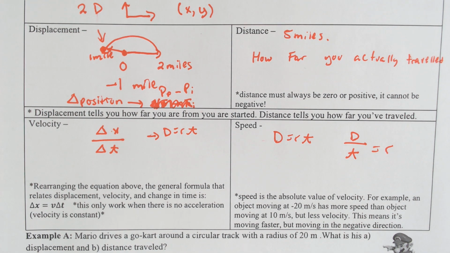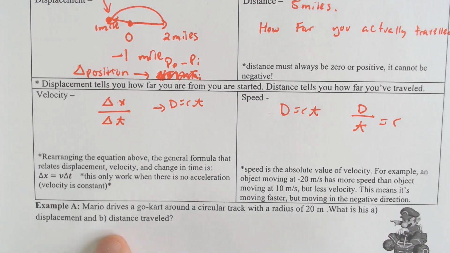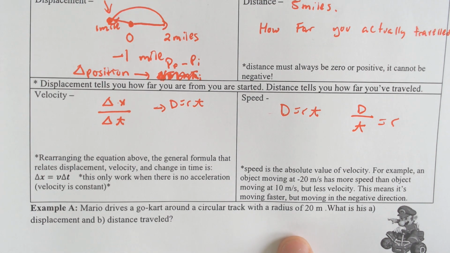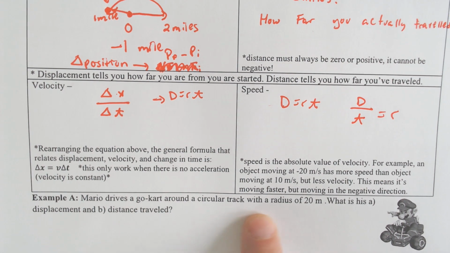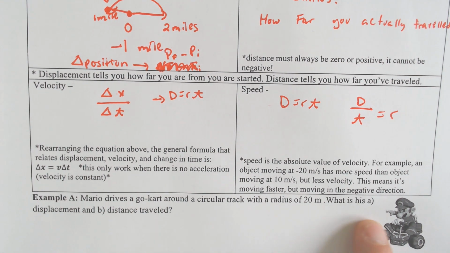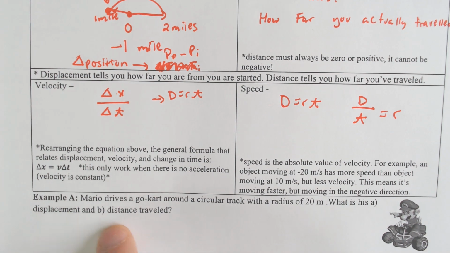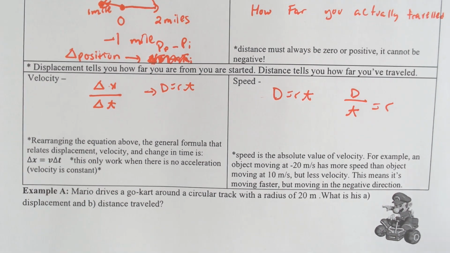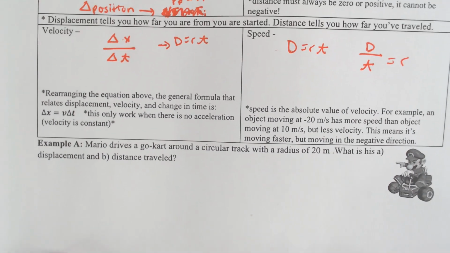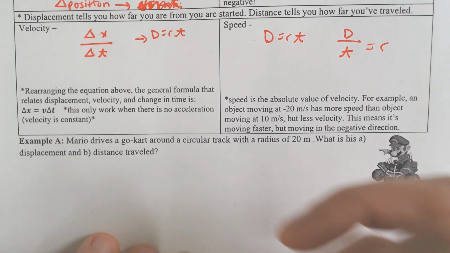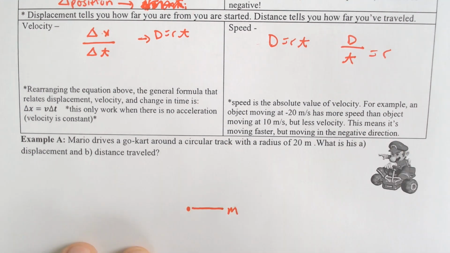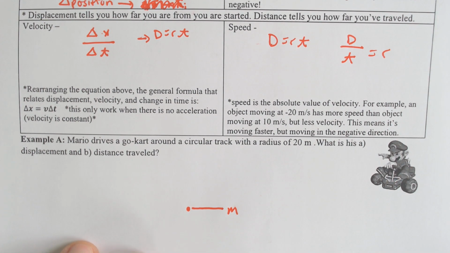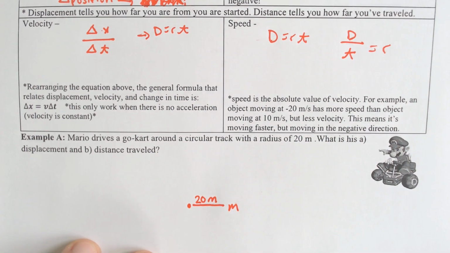All right? So, we got one example, and then we're going to probably call it for the day. Mario drives a go-kart around a circular track with a radius of 20 meters. What is his displacement and his distance traveled? Okay, so let's think about this for a second. So here's Mario. He is on a circle, and he has a radius of 20 meters.